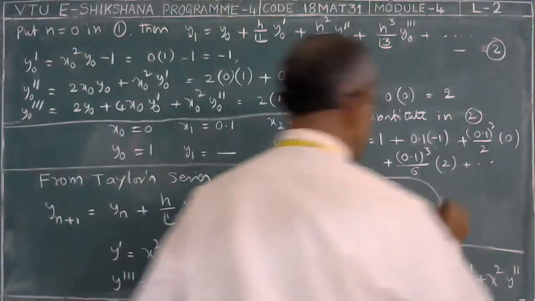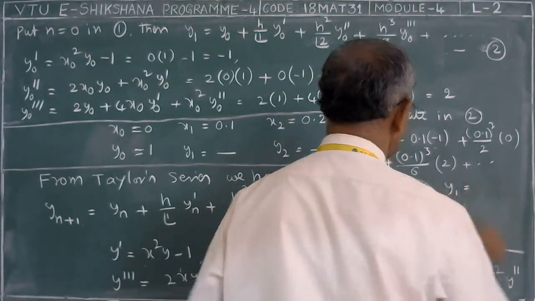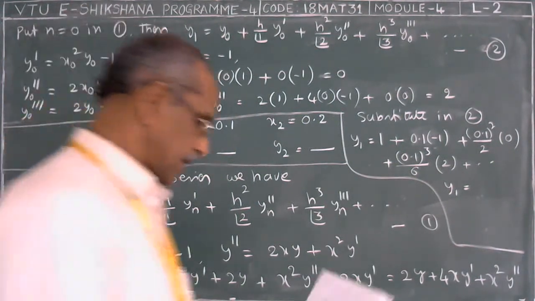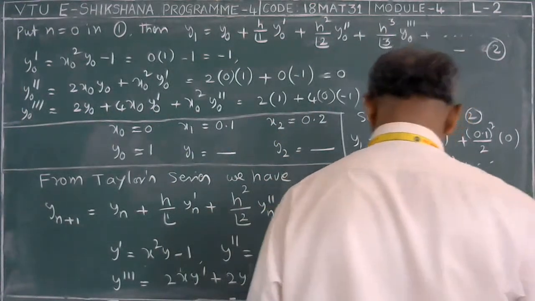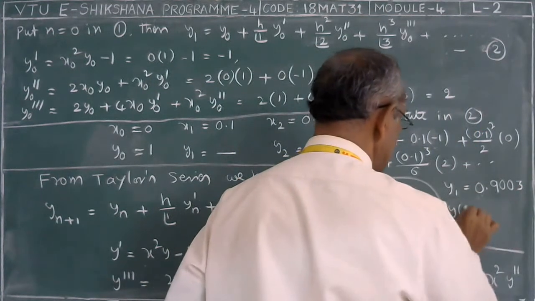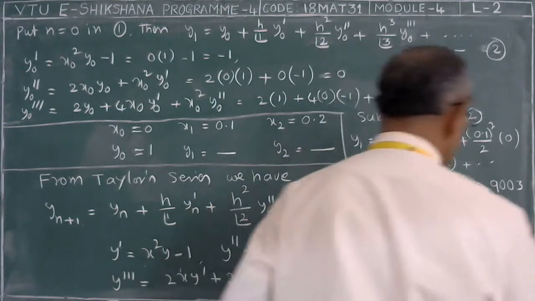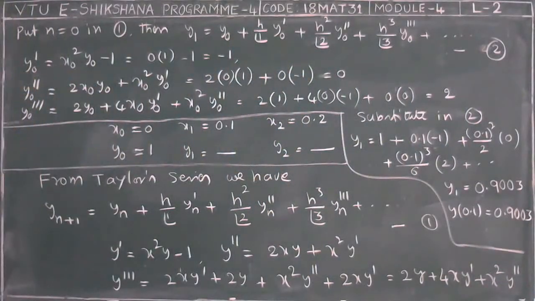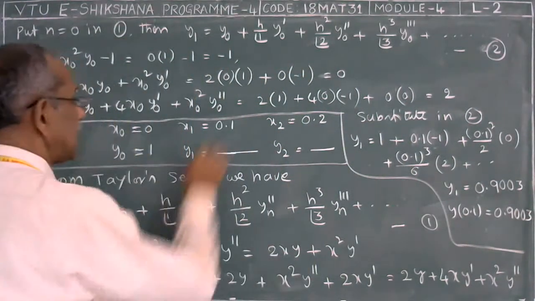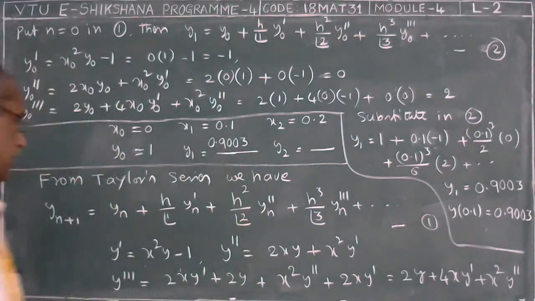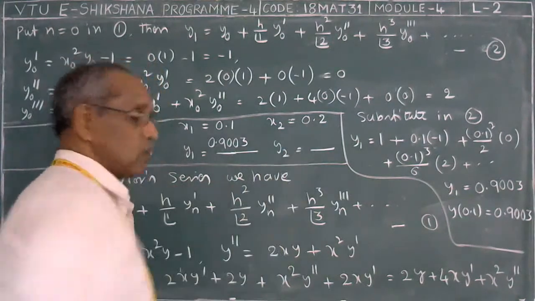So if you compute this, y1 is equal to, using a calculator, so don't do it manually, if you calculate carefully, you get 0.9003. That is, y at x is equal to 0.1 is 0.9003. So the value of y at x is equal to x1 is 0.9003.